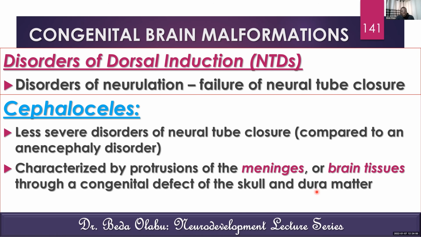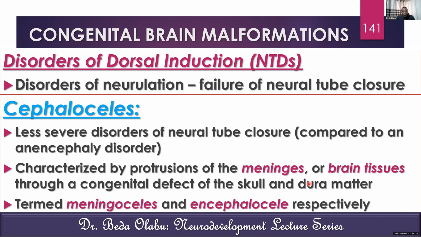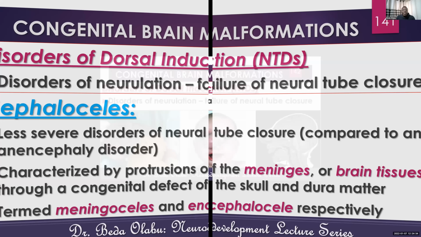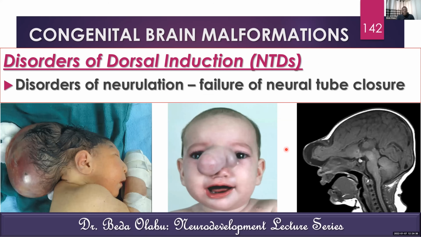The other meninges protrude. So arachnoid will protrude through that. Or sometimes it will be meninges together with brain tissue protruding through that particular defect. We give them names depending on what has gone through. So we use the term meningocele if the protrusion contains meninges with CSF. We use the term encephalocele if the protrusion also contains brain tissue. Those are cephaloceles. These are examples of cephaloceles.